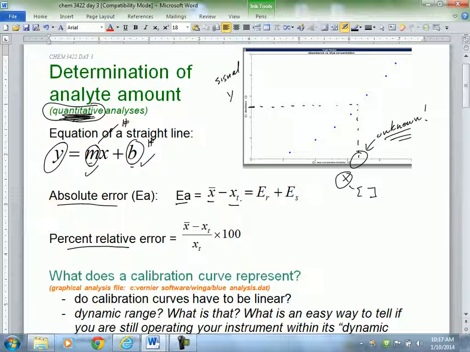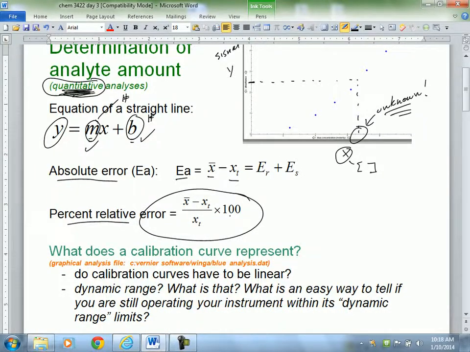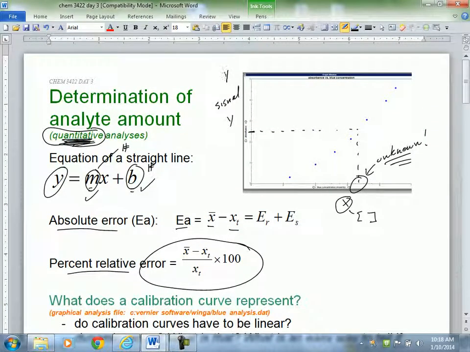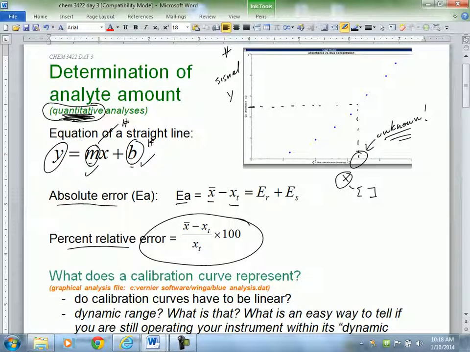Percent relative error, same type of idea, just a different way of expressing the error. But either one, you've got to know the true value, which doesn't often happen. What does a calibration curve represent? Does a calibration curve have to be linear? Here's a calibration curve. Does it have to be linear? Eustacio, what do you think? Does it have to be linear?